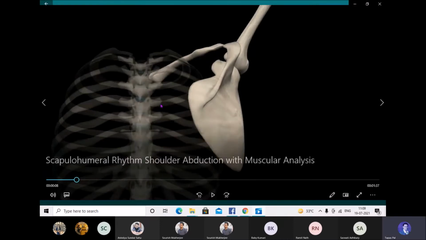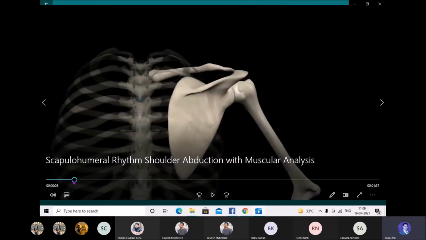What's happening over here? The rhomboideus now is in an elongated, stressed position to release the scapula, so that the scapula will go for a protraction motion. This is the normal.